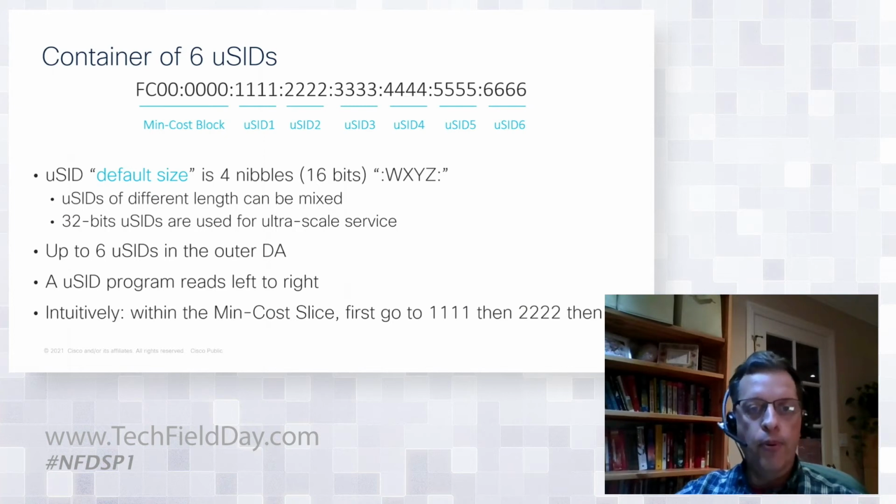And when you read the program, intuitively, with this address that we have in the picture, we're going to say, we're going to move in my block that minimizes the IGP metric, and then I'm going to follow the shortest path to the parent that owns the micro-SID 111, and then I'm going to move to the parent that owns the micro-SID 222, and so on, until I get to the node 666.